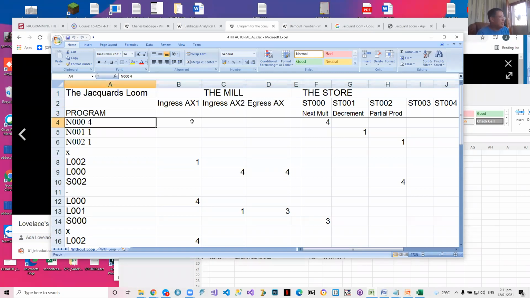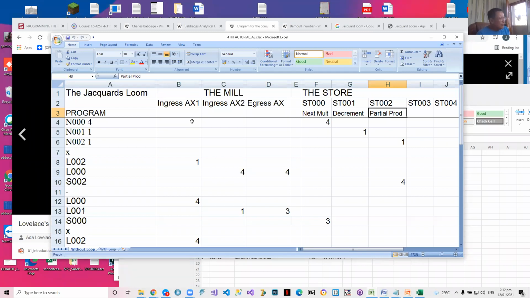Let's follow this. N004, which means that variable 0 will store 4. N0011, variable 1 will store 1. Okay? N002, 1 will store 1. And the particular usage are explained here. Variable 0 is the next multiplier. Variable 1 is the decrement. Variable 2 is the partial product.